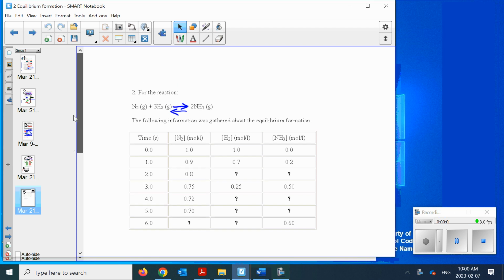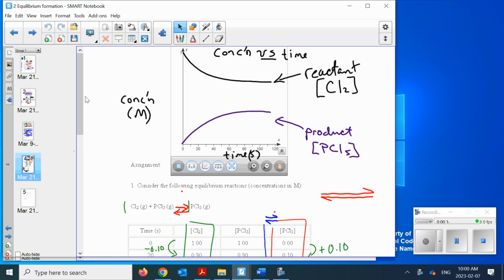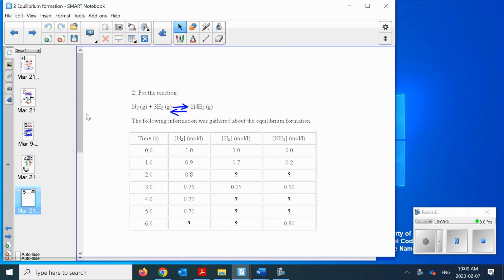It could get icy. Right now, we are continuing on with equilibrium formation. And yesterday, we took a look at this graph, forming it today, the second side of that sheet. Look at this reaction.